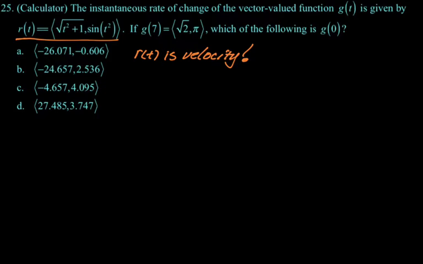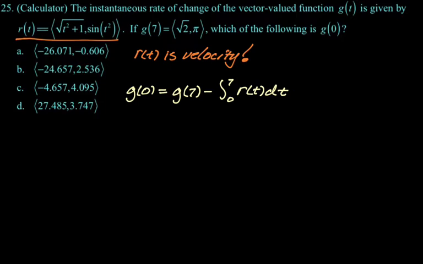I don't know why it's defined this way, but also they're telling us the function is called g, so there's a lot going on. If it were a Calc AB problem, you would just set it up in the same exact way, right? So g of 0 is equal to g of 7 minus the integral from 0 to 7 of g prime, so r of t dt.